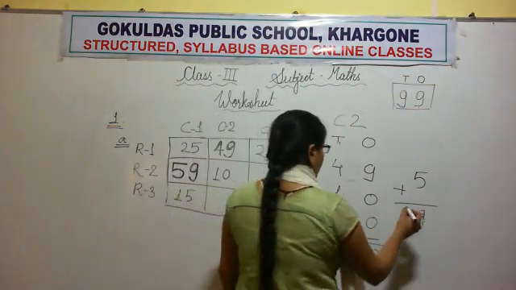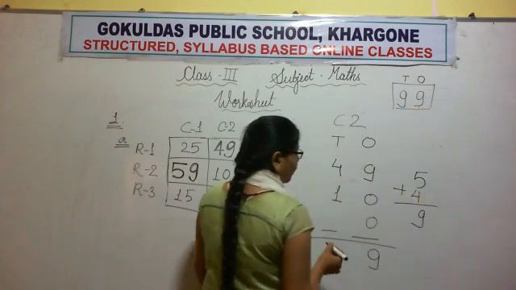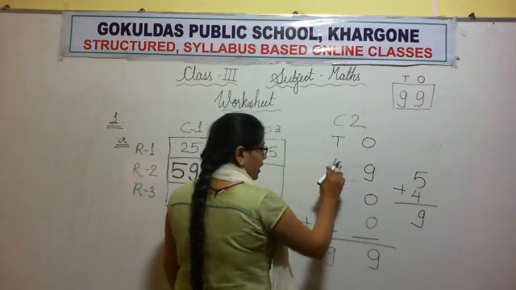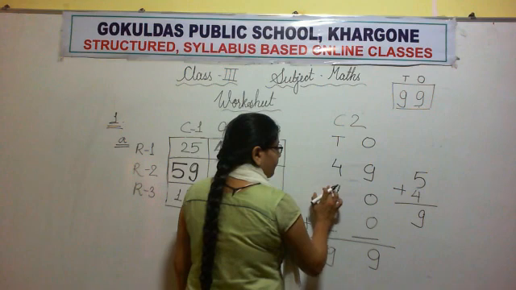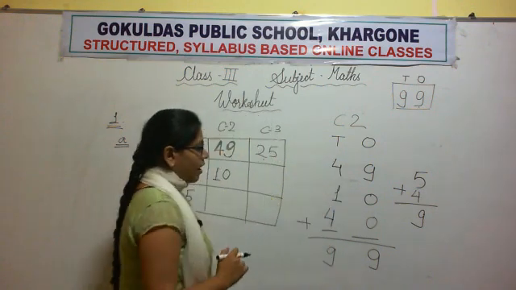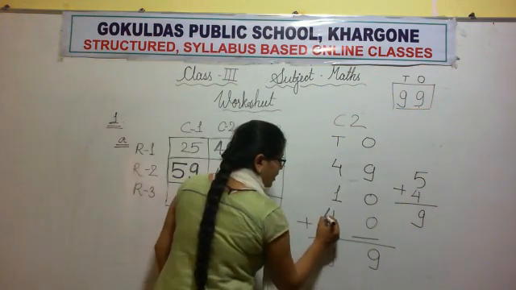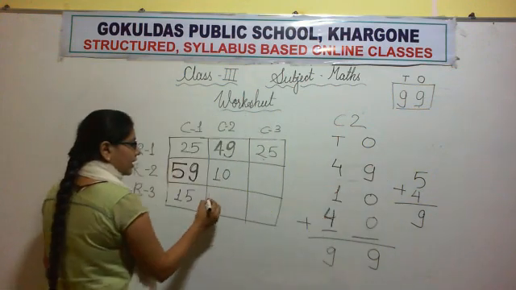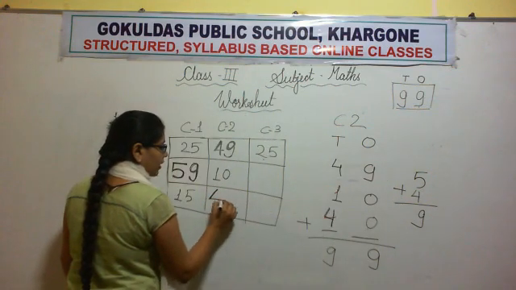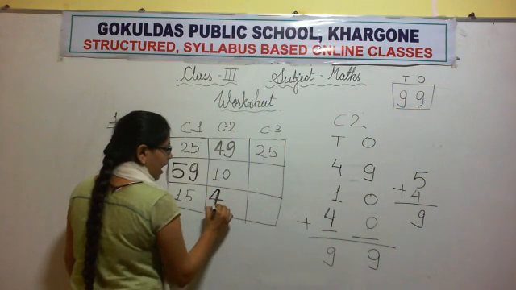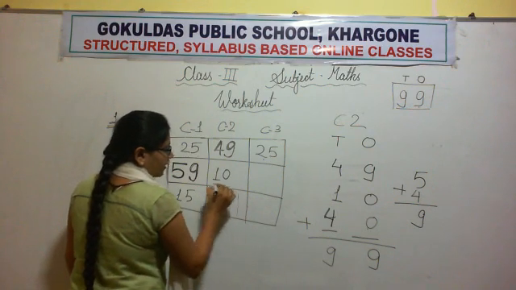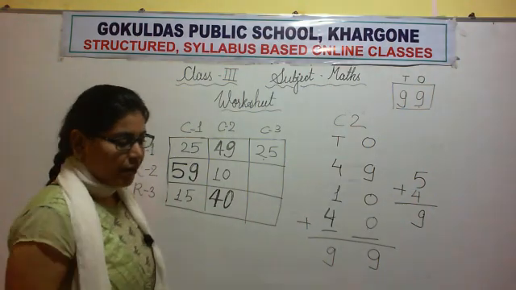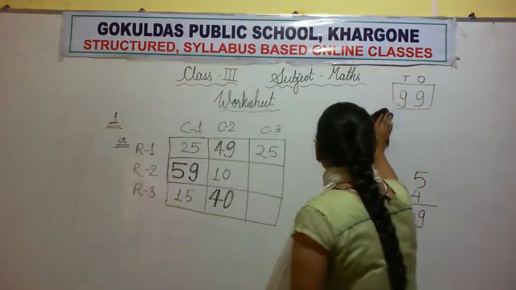So we will add 4 in the number 5, which is sum of these two numbers. So our answer is 0 ones and 4 tens, that is 40. It means the number is 40.